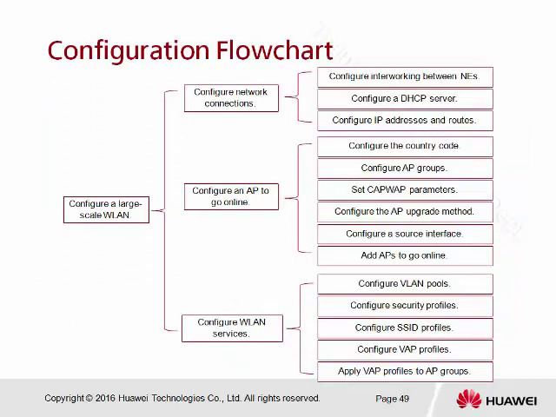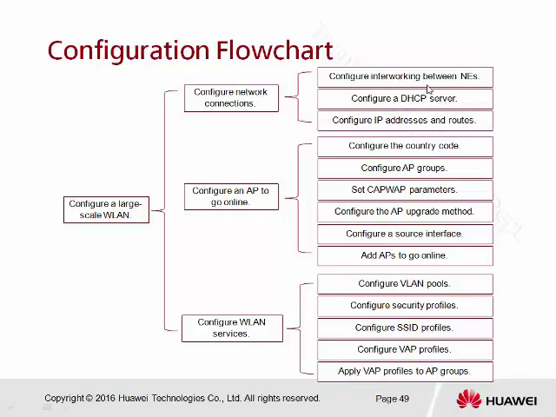Now here is a configuration flowchart. So start from the left to the right. Configure the large-scale WLAN. So split into 3 different parts. We need to configure the network connection. This is the most important part. Before the AC and AP are able to go online, and before they are able to form the CAPWAP tunnel, the first thing they need to do is make sure all the routing, the layer 2, layer 3 is successful. Make sure they have an end-to-end connection.